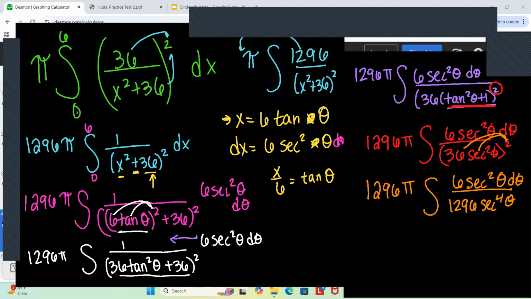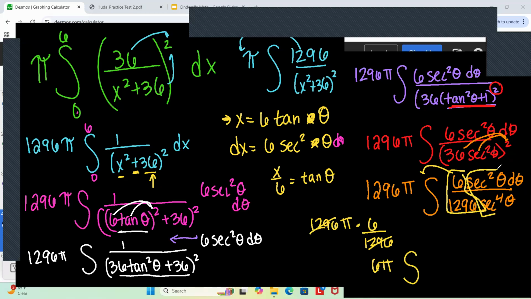Okay? We can pull out this fraction. That's just a number. Pull it out. So we're going to have 1296 pi times 6 over 1296. Cancel, cancel. So that's 6 pi on the outside. And then on the inside, secant squared over secant 4. Well, subtract, that will leave us 2 on the bottom. So that'd be 1 over secant squared.